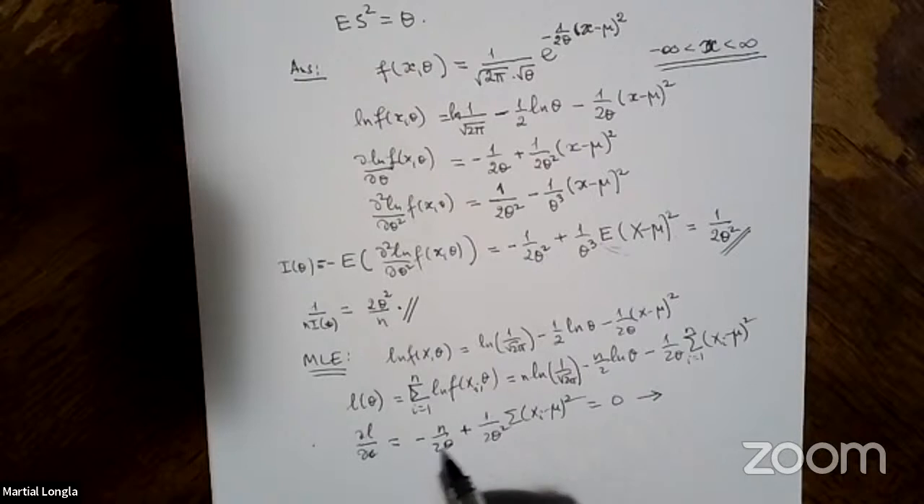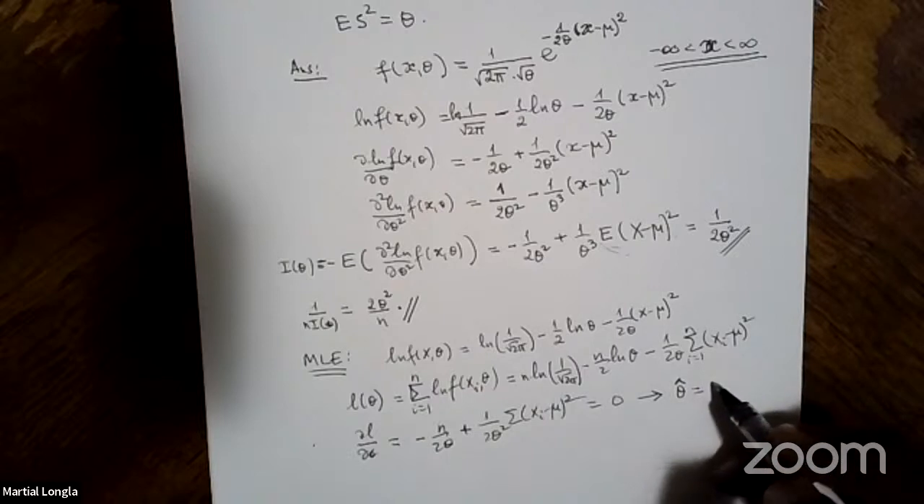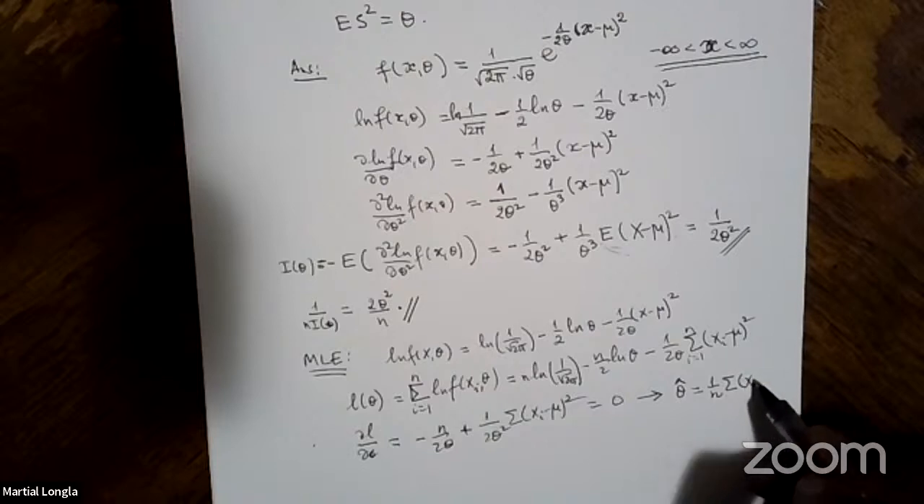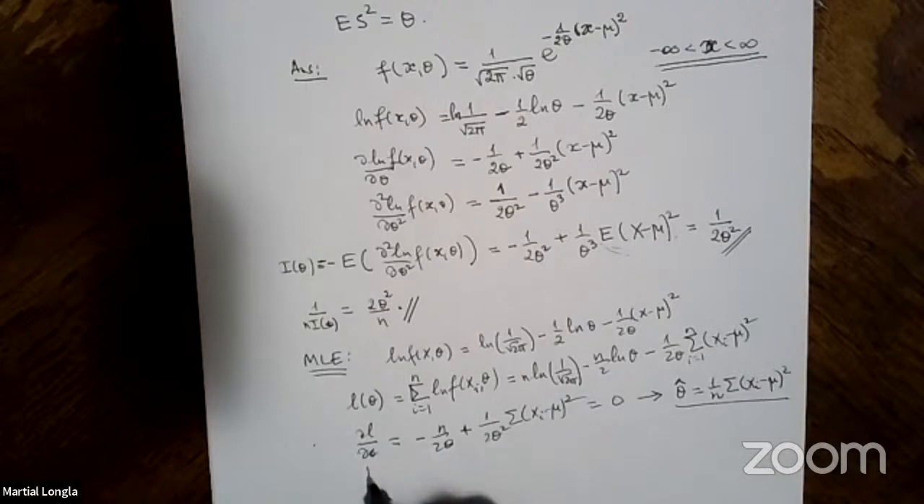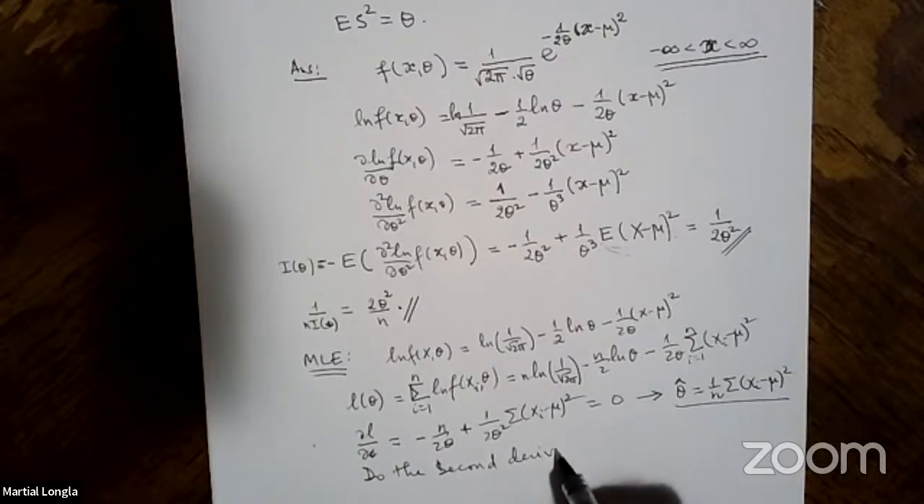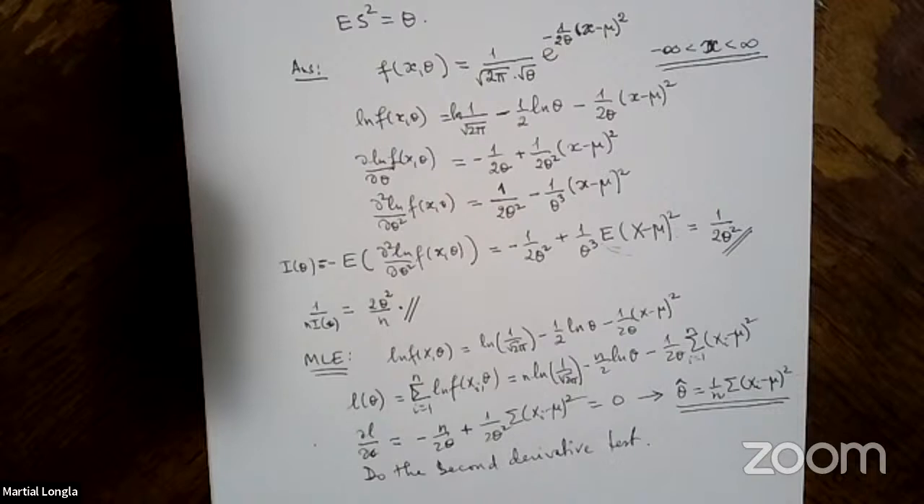When you set that equal to 0 and solve for theta, you get theta, which is the MLE in this case, equal to 1 over n times the sum of (xi minus mu) squared. And then you do the second derivative test, okay? I'm not going to do this now, just writing down for you. Do the second derivative test. And then you end up finding that this is what the MLE is in this case, which is not S squared.